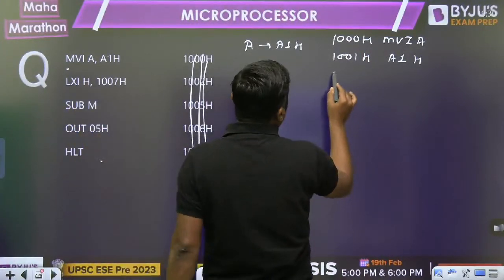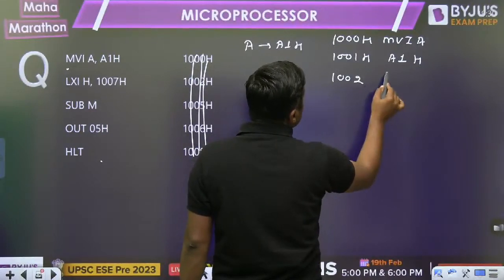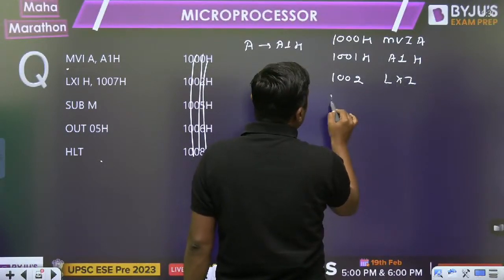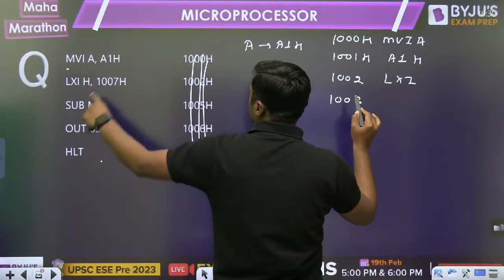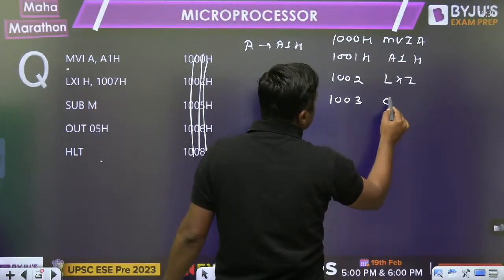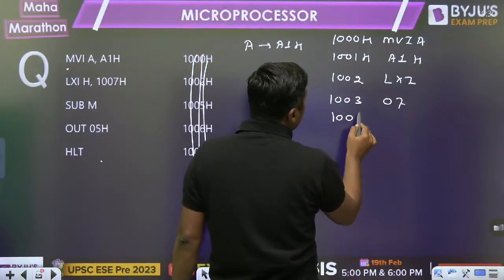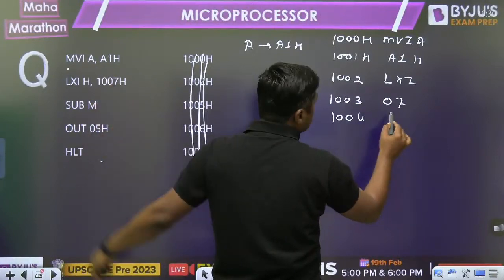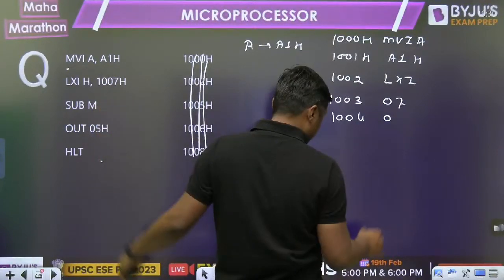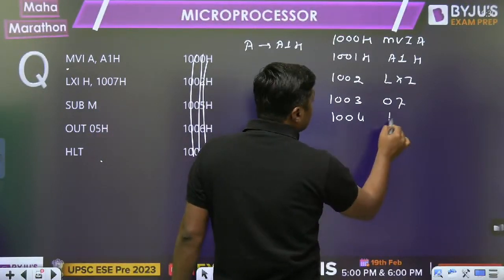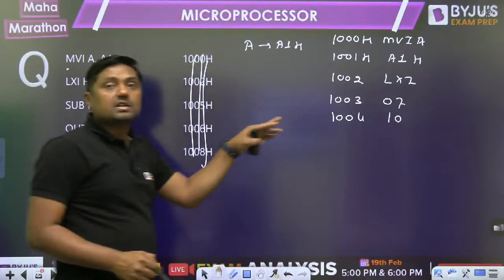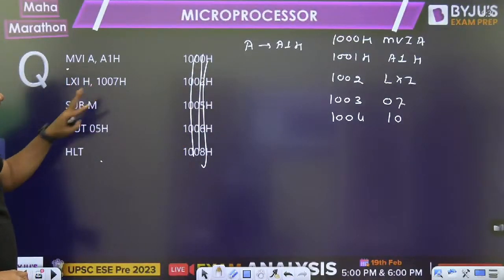When I am writing LXI H, LXI: 1003 lower order address, 1004 higher order address, 07 10. This is a 3-byte instruction to write the location 1007.